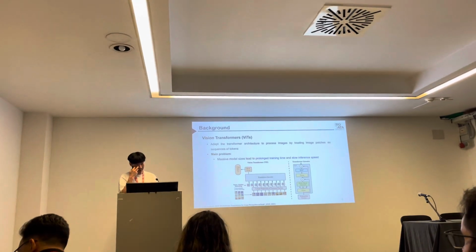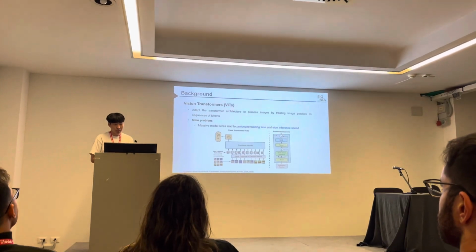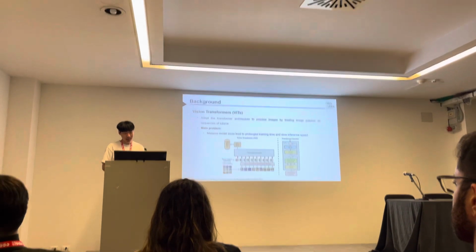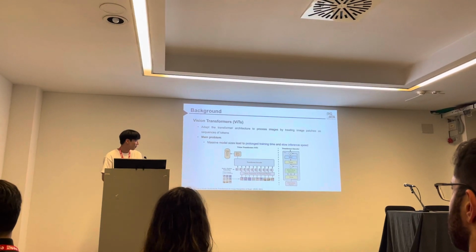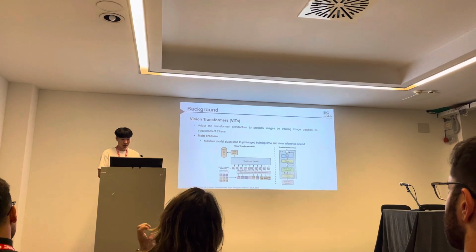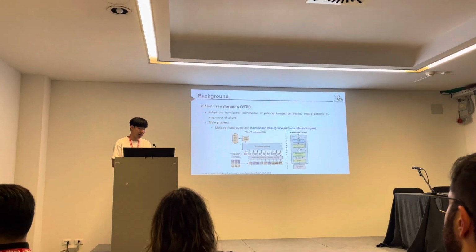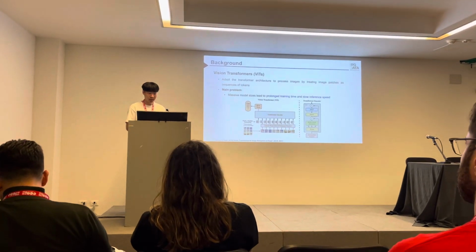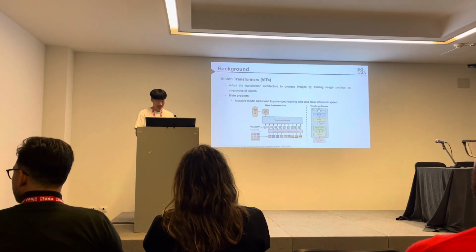First, I will briefly introduce vision transformer. As you know, in vision transformer, the input image is split into multiple patches, and these patches are passed through a linear projection and converted into tokens. And these tokens are then passed through a transformer encoder, which is composed of multiple attention and MLP layers. Through this process, we can get a strong performance with ViT, but there are some problems.